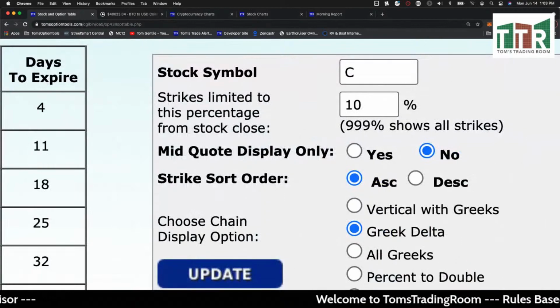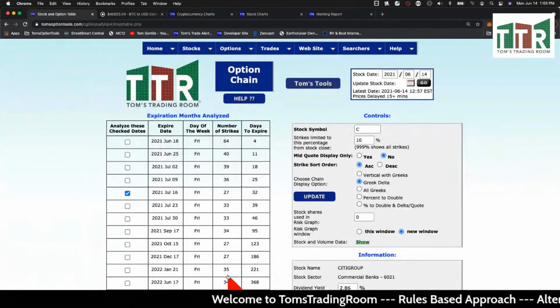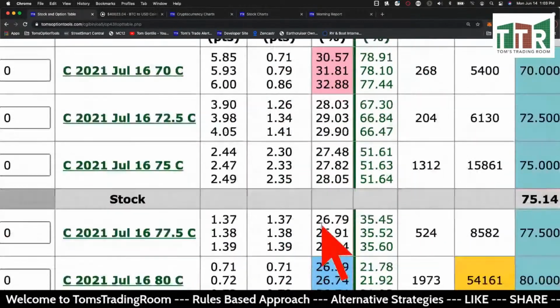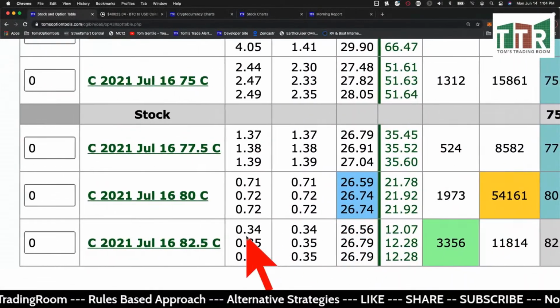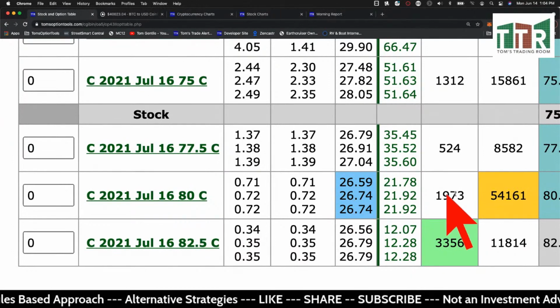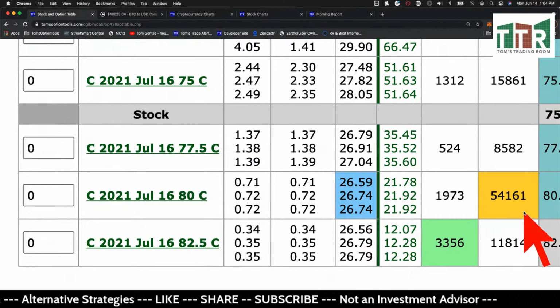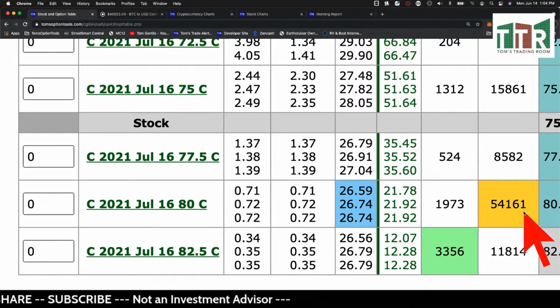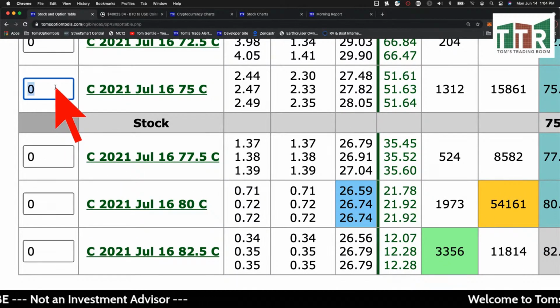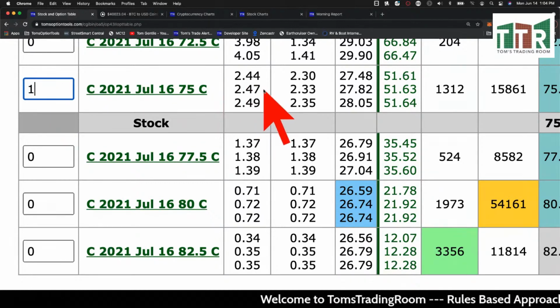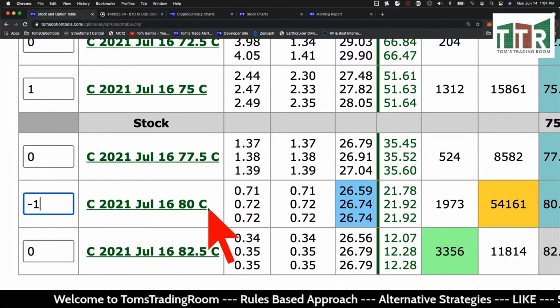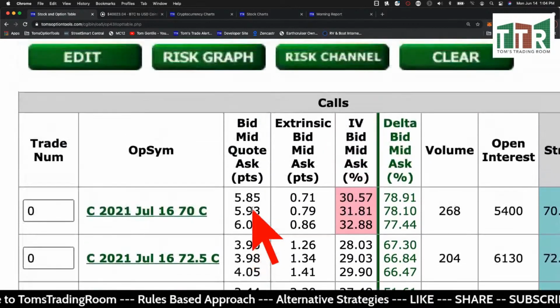I'm going to update the chart and see what I have for calls and puts. Call options. Here we go. Wow. Hey, you know what? There are the July 80s. Somebody's buying a lot of them. There's a lot of July 80s trading. Perhaps we look at something like the 75-80 spread. If we bought the 75s, trading for 2.47, and sold those 80s that everybody else seems to be purchasing at 72 cents, what's that trade going to look like?